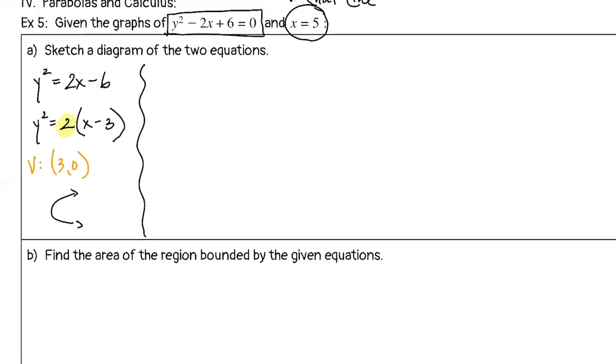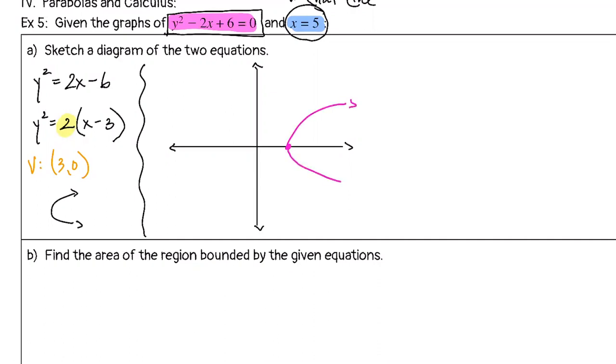Okay. So now let's throw these two graphs up and get the pictures down. Let's do the parabola in pink, and we'll do this line in blue. Okay, so I know that this parabola has a vertex at (3, 0), and I know that it opens to the right. And then I know that there's this vertical line at 5. Okay, so this is x = 5. And so now I can see that there is a region that is actually bounded by the pink graph and the blue graph.